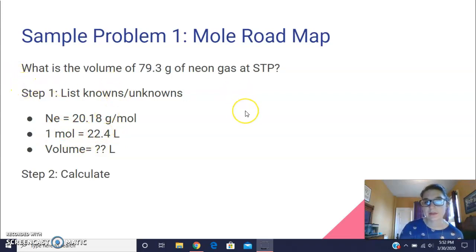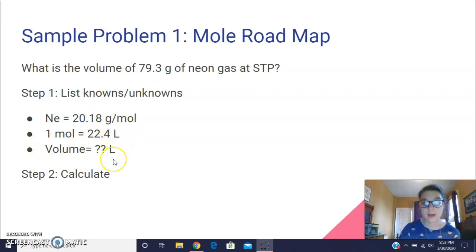So step one, we have to list our knowns and our unknowns. We know the molar mass of neon is 20.18 grams per mole. We know that from the periodic table. We also know our molar conversion is 1 mole is in 22.4 liters for any given gas at standard temperature and pressure. We also have our given, I didn't list that down here, but our given is also that we have a mass of 79.3 grams of neon gas. What we're looking for overall is our volume, which is going to be in liters.